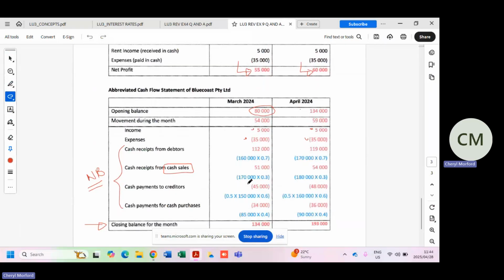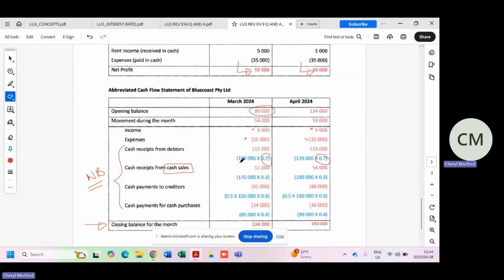Next up, we're going to be having a look at our credit sales. So we need the information to do with the debtors. So as I did say before, pay attention to the percentage. So the cash sale was the 30%. Credit sale must be 70%.